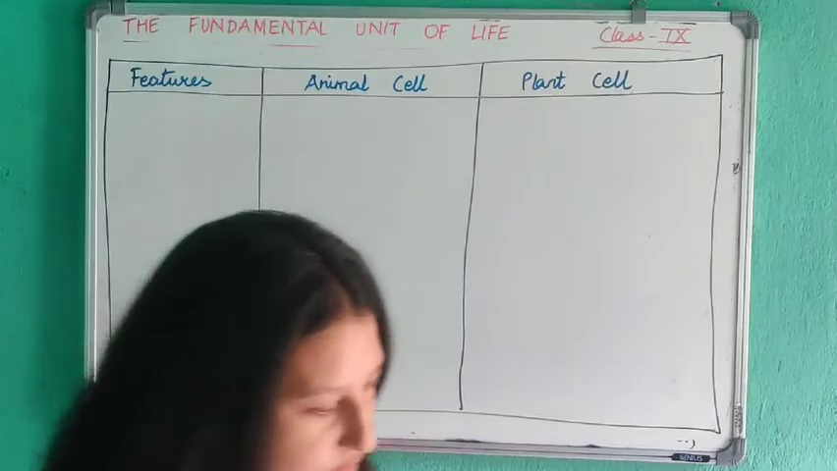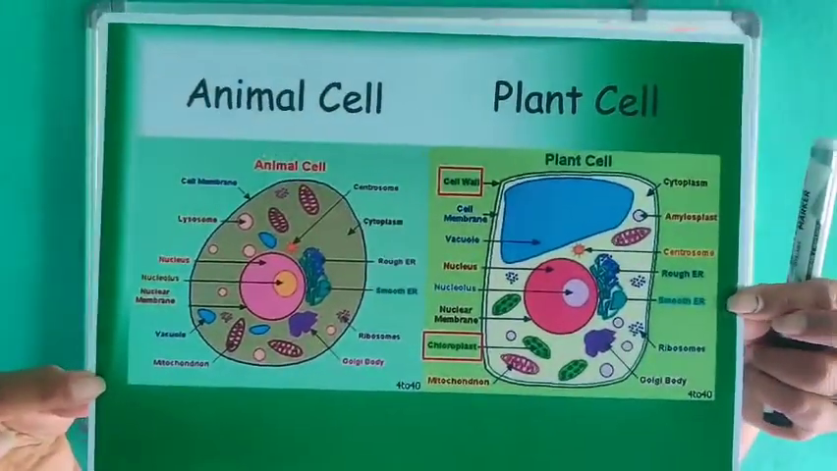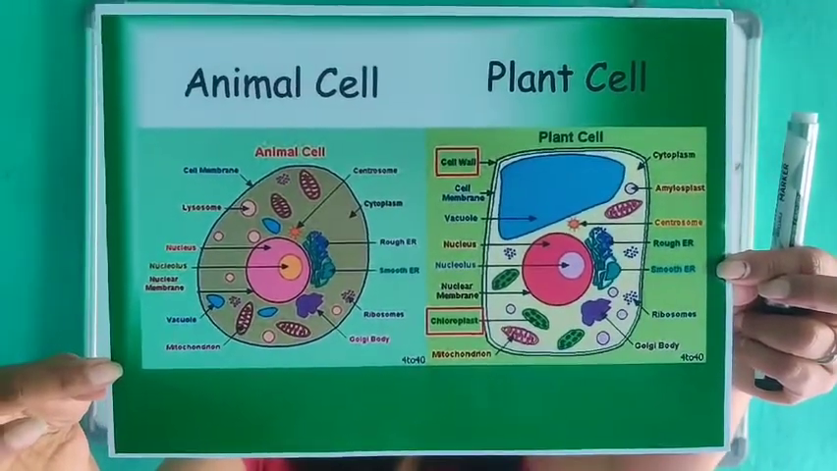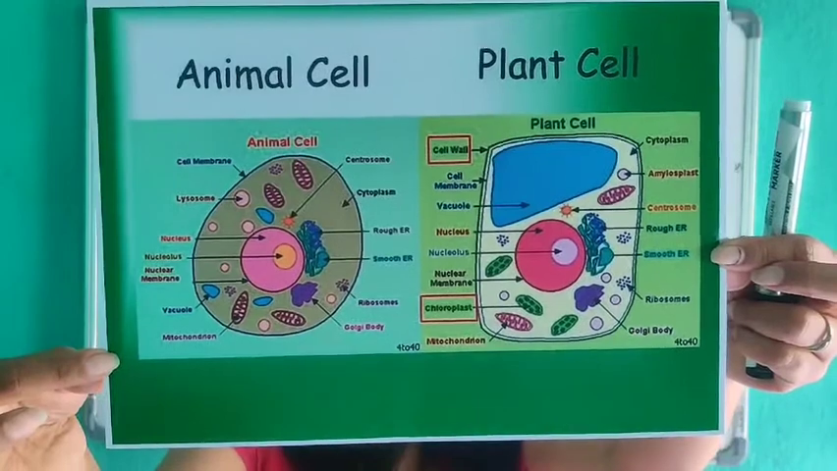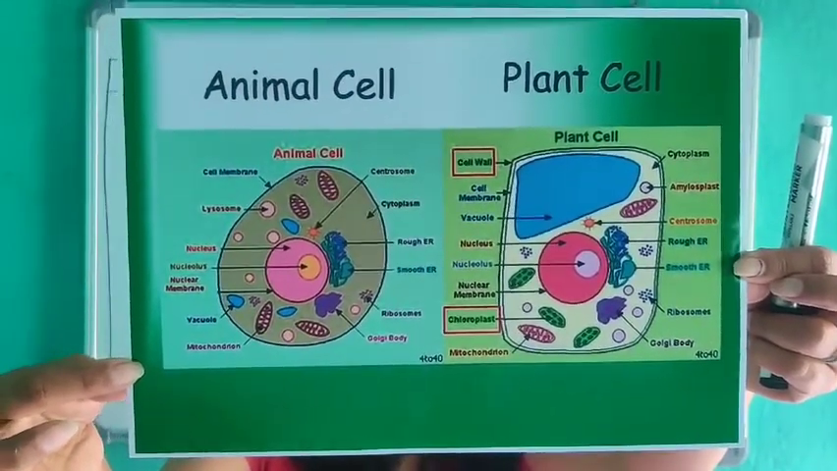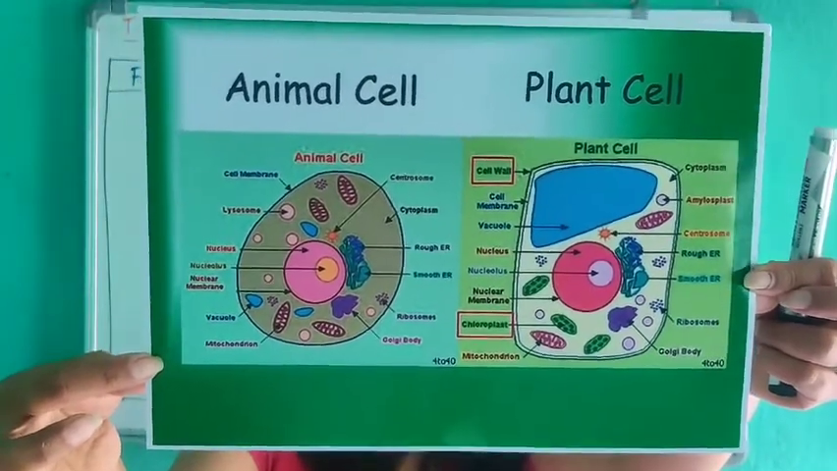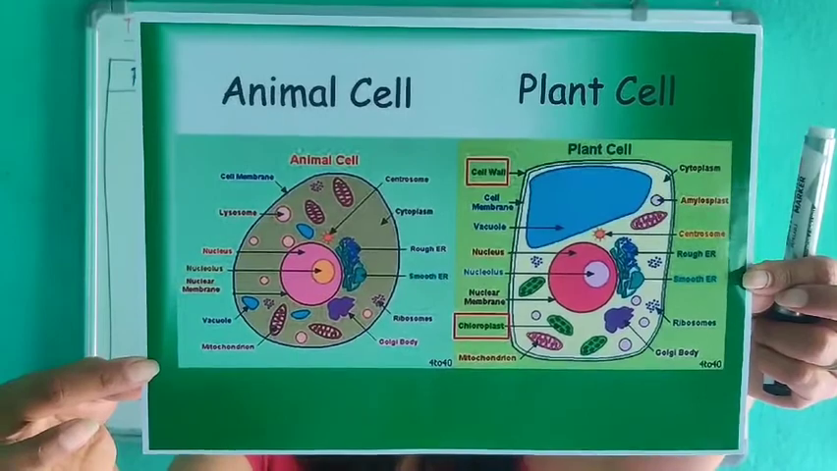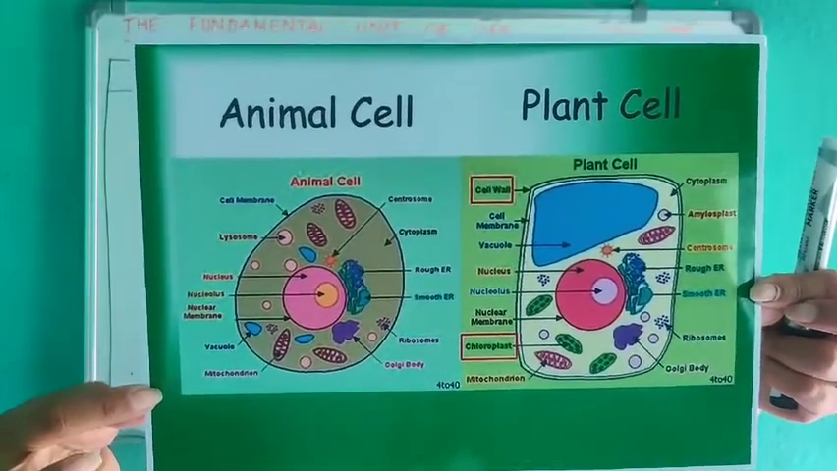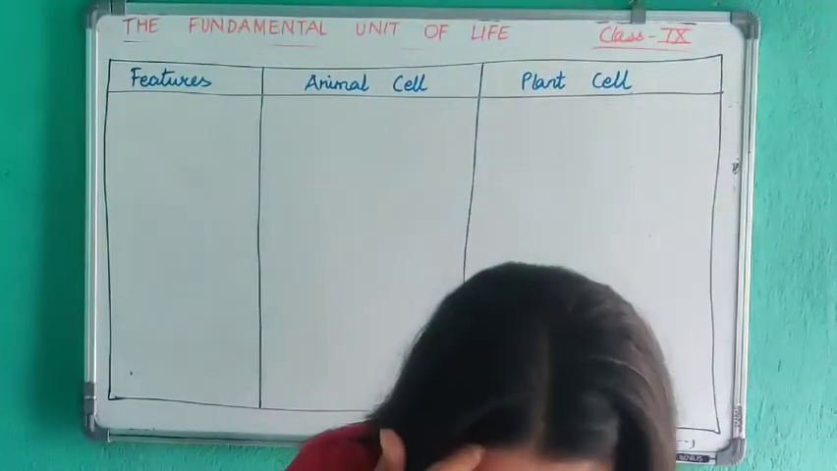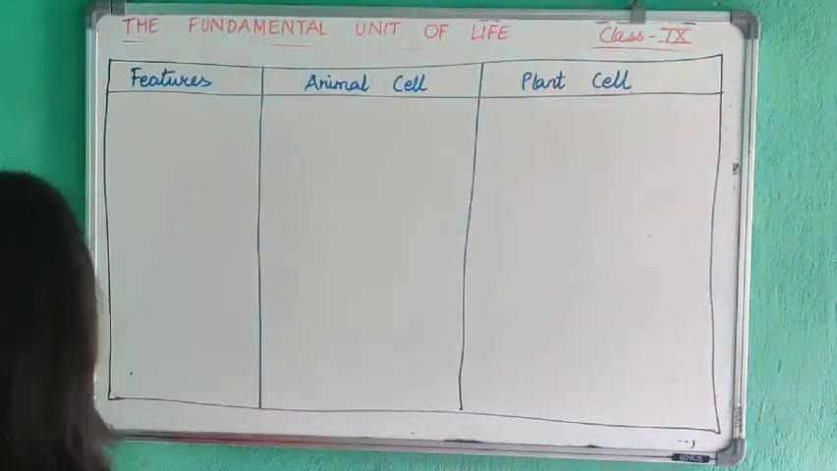Now here I have a diagram, a picture. It has both the animal cell and the plant cell. Observe for a moment. Do you see any difference between the plant cell and the animal cell? I think we studied about this in class 8 also. You all have studied the basic differences between plant cell and animal cell in class 8 also. So okay, did you spot it or not? Let us see what are the differences between plant cell and animal cell.